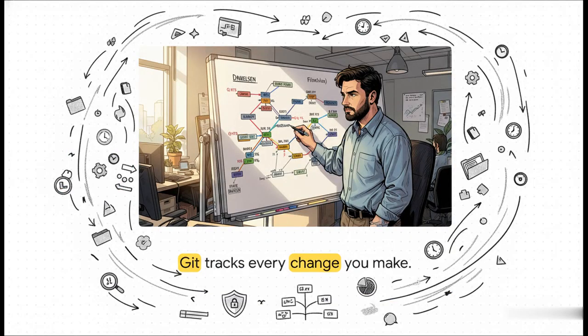So if GCC is the translator, Git is the time machine. It's a distributed version control system, tracking every single line change you make to your codebase. Knowing Git isn't just helpful, it's an absolute, indispensable skill for modern engineers. It is your ultimate safety net.